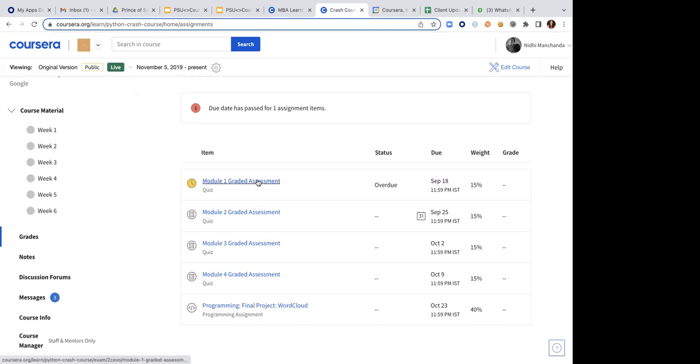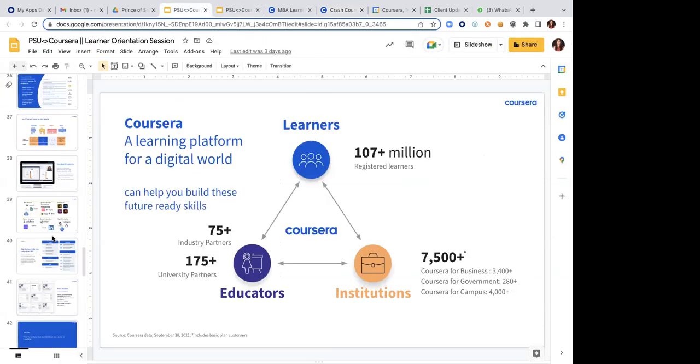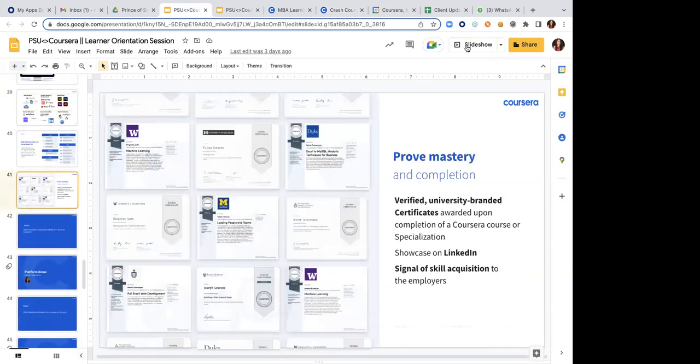So all of your students, when they take up a Coursera course, they are required to complete all of these assessments and pass them successfully in order to get the course certificate. Meaning the students will not get the certificate unless they pass all of these assessments. And of course, the certificates act like a great motivation for the students.